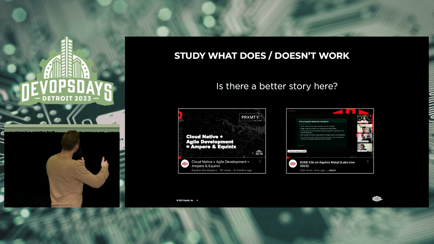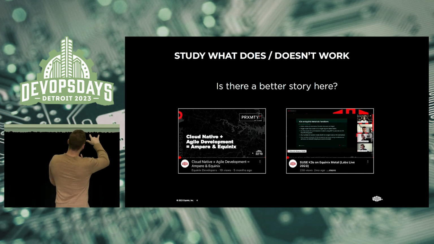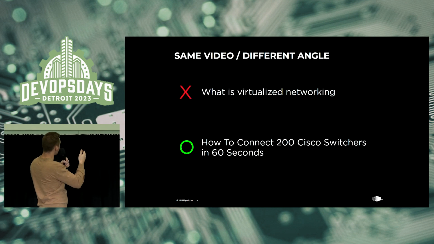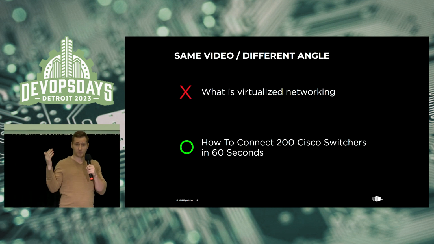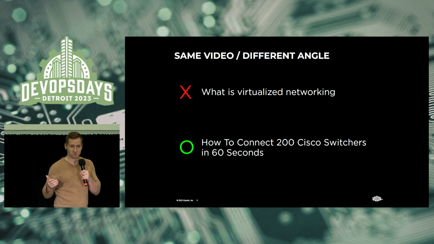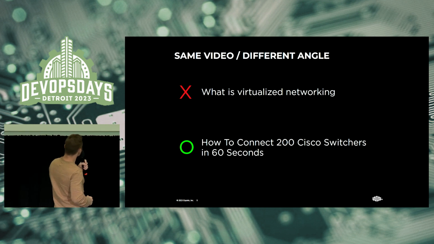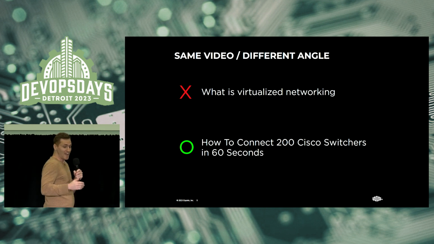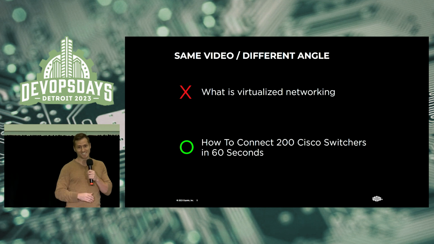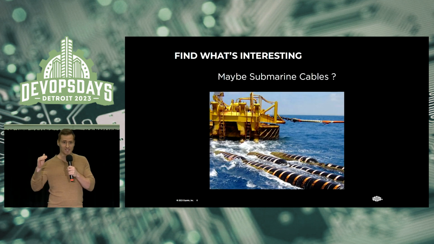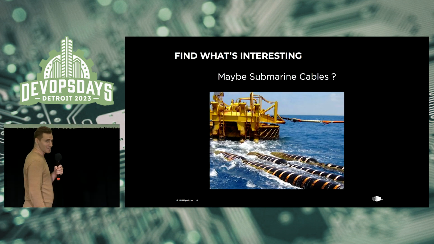So when I was at Equinix, I was thinking to myself, okay, look at these thumbnails. What is wrong with them, and how can we tell a better story with this? For one, those fonts were too small, the colors were off, the titles were bad. So let's take a quick example. "What is virtualized networking?" can also be called "How to connect 200 Cisco switches in 60 seconds." Same video, but you're seeing it from a different angle. I would watch that video.